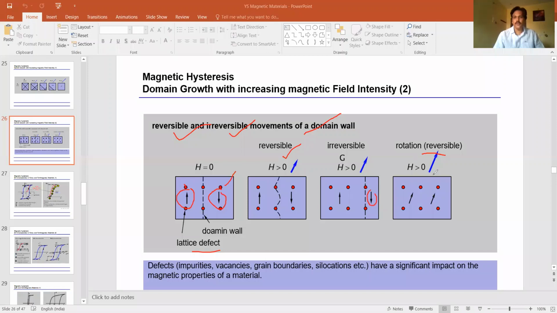So rotation. If you decrease, what happens? It is second quadrant demagnetization. So you have to spend a lot of energy to bring back these domain walls. That's why we are getting some hysteresis loss. So defects, meaning impurities, vacancies, and grain boundaries, have a significant impact on the magnetic properties of the material.